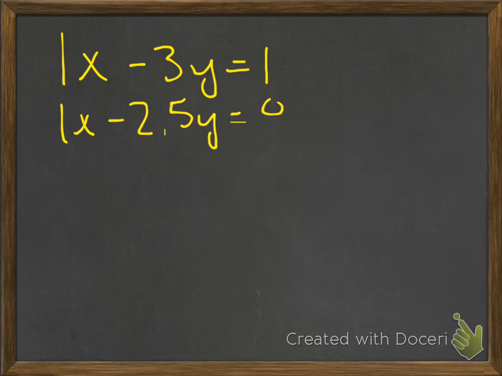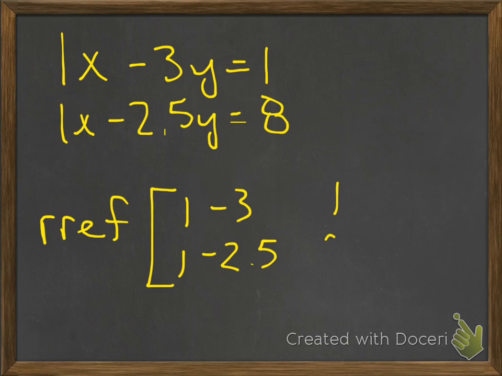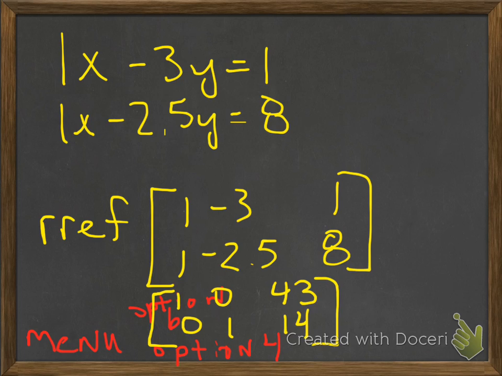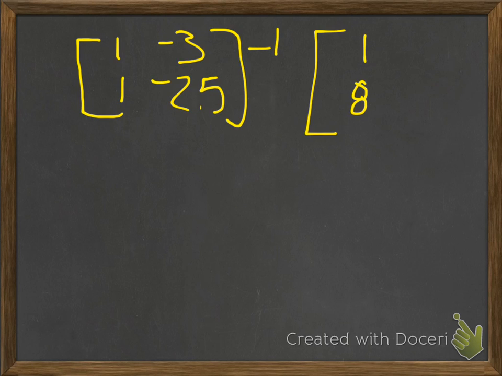Here's the equation rewritten, so you can see it better. Then the reduced row echelon form would look like this: 1, 1, negative 3, negative 2.5, 1, 8. Press enter. To get this, we're talking about menu, option 6, option 4 for the reduced row echelon form, to get 1, 0, 43, 0, 1, 14, which means Mr. Lopez is 43 and his daughter is 14. If you did the inverse method, this is what it would look like, and then just press enter and you still end up with 43 and 14.